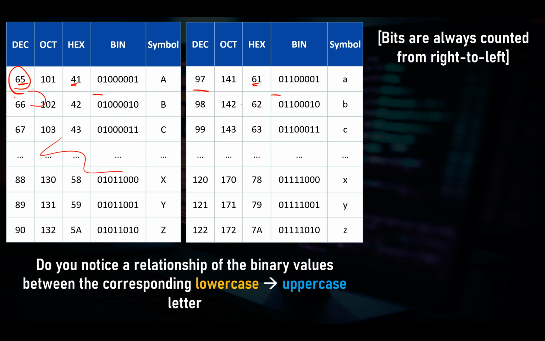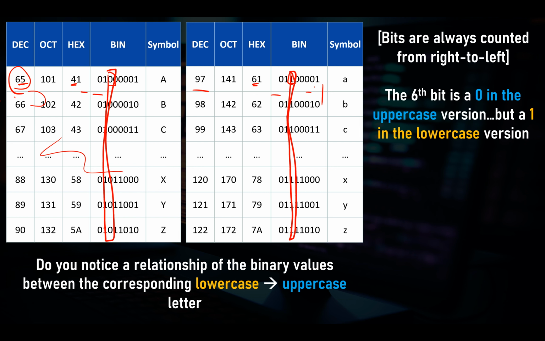If you also look carefully at the binary, you'll notice the binary patterns are also the same, except there's just one difference. Since we're adding 32, that's going to be bit 6, because bit 6 has the value 32: 1, 2, 4, 8, 16, 32. In the uppercase version, that bit is going to be 0. But in the equivalent bits in the lowercase version, they're all going to be 1. Hopefully that makes sense.